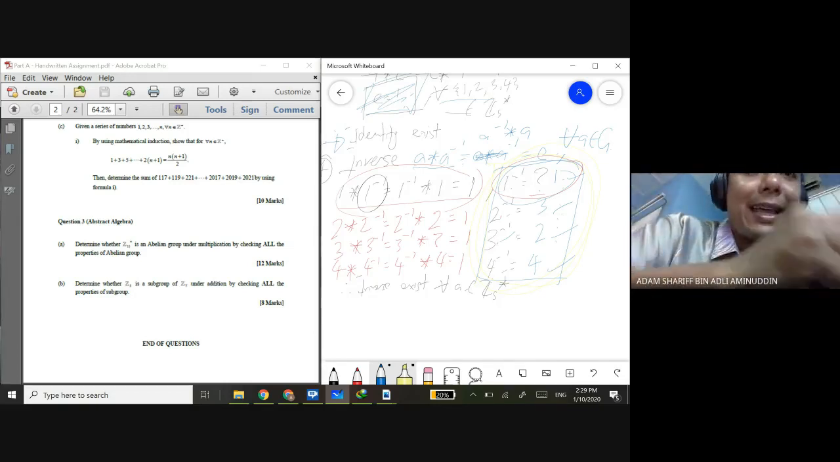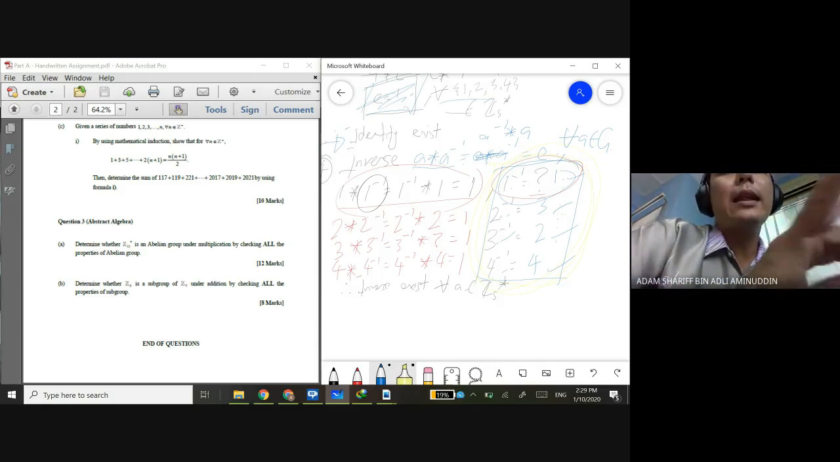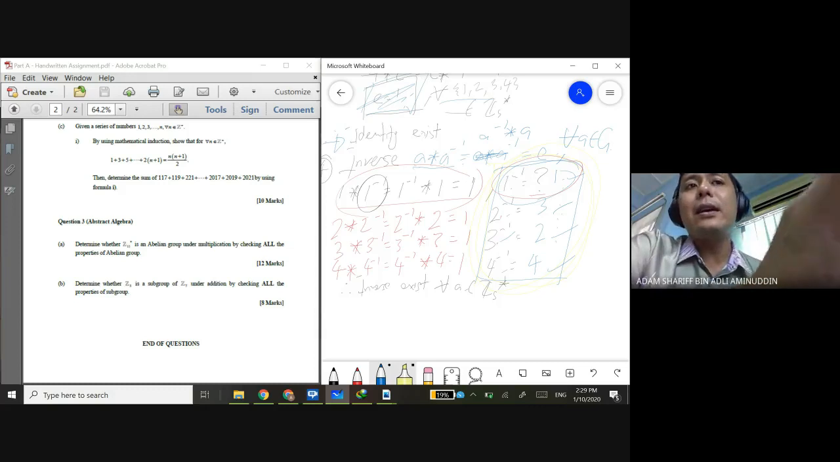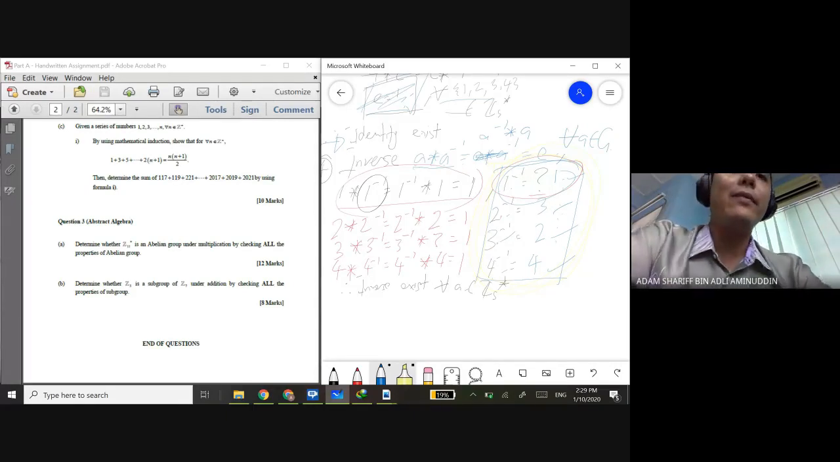Imagine for the Z11. There are a huge chunk of marks given. For Z11 star, I want to know what is the inverse of 1, 2, 3, 4, 5, 6, 7, 8, 9, 10. Student hanya tulis satu je. Dia kena tulis semua. It must be for all inverse.